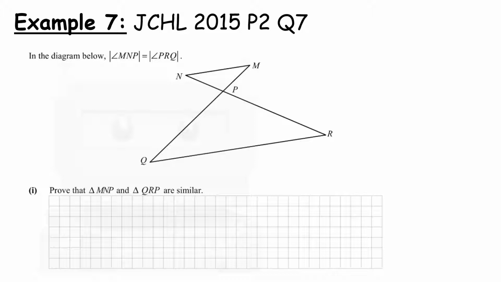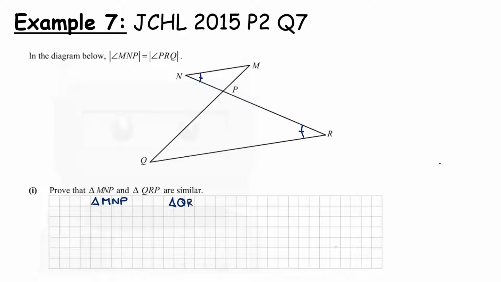So in the diagram below, the size of angle MNP is equal to angle PQR, which is this angle here. Prove that triangles MNP and QRP are similar. Just like when we were proving congruency, we set up first our two triangles here.